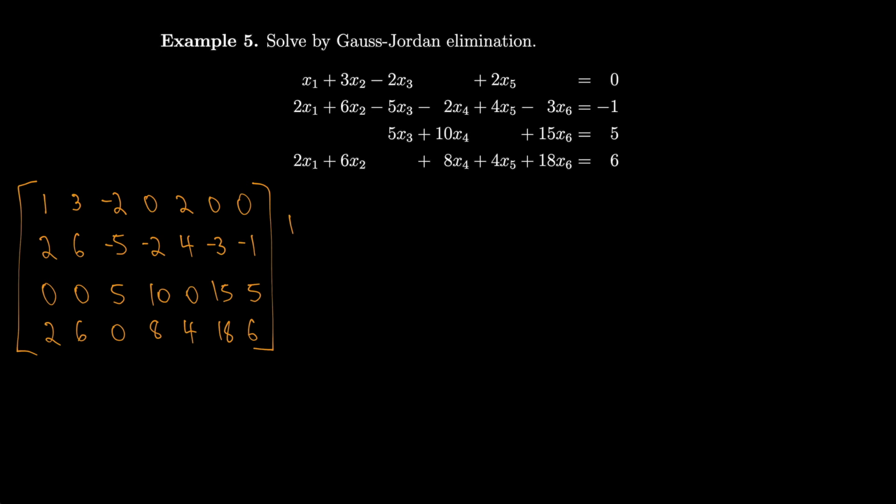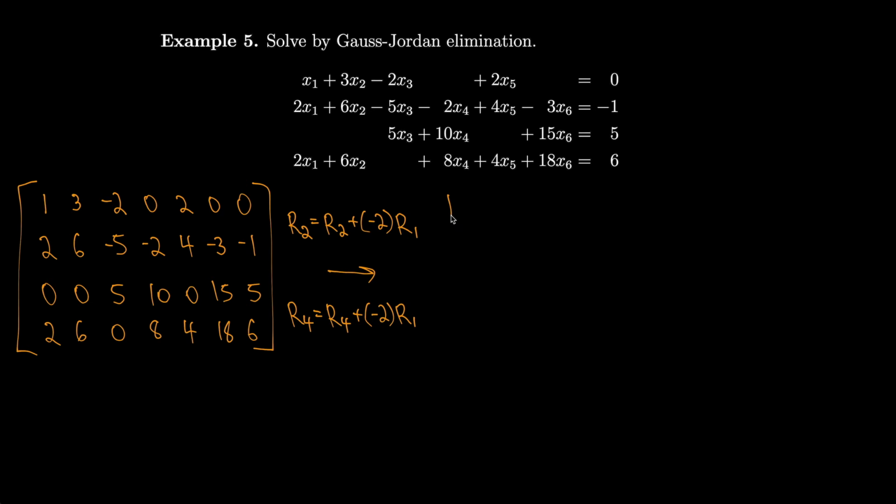So how about I write that I'm going to set row 2 equal to row 2 plus negative 2 times row 1. And at the same time, I'll set row 4 equal to row 4 as before plus negative 2 times row 1. Usually I'm not going to write out these steps like this. I'll just write out the final answer, but I want to show you what's going on very explicitly.